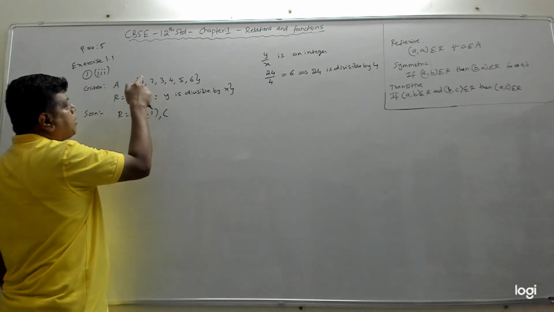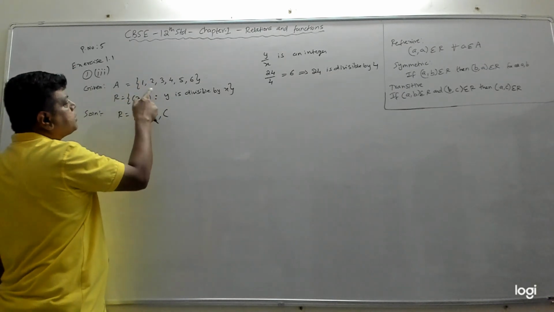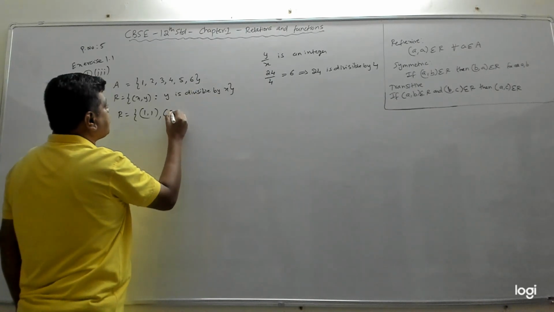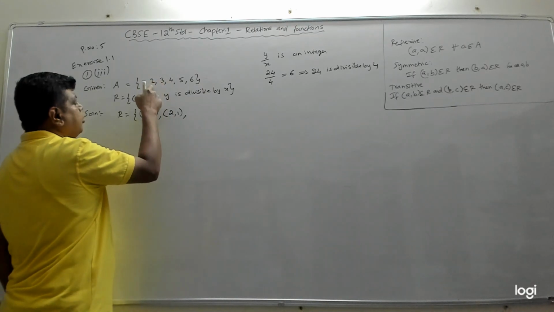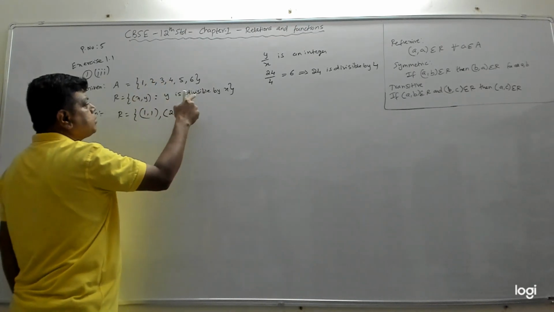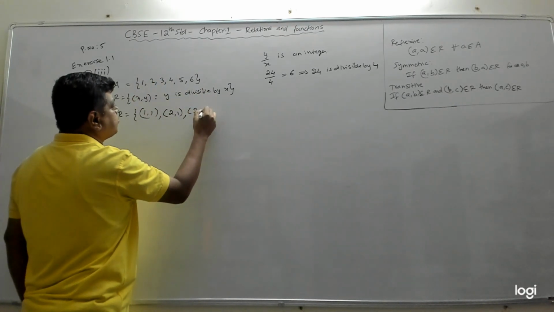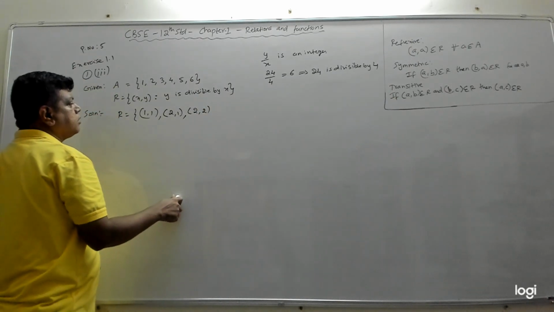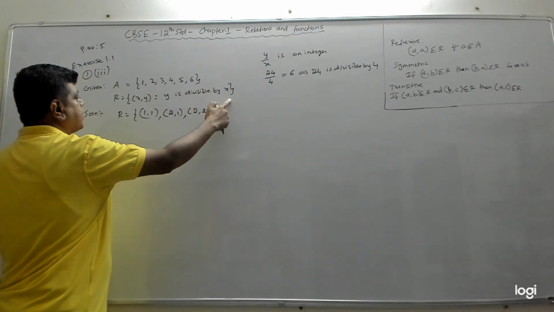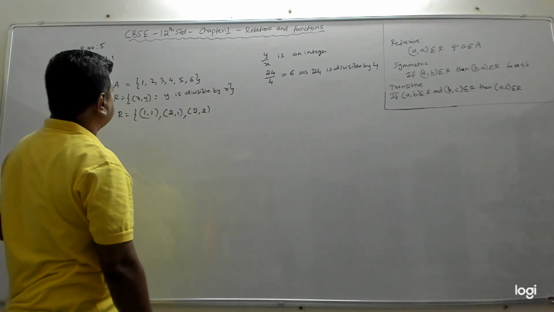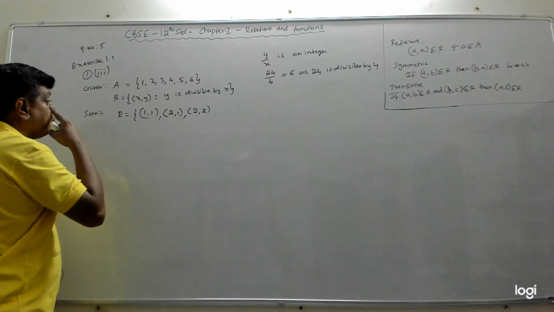Next is (2, 1). Is 2 divisible by 1? Yes. So (2, 1) will come. Then next is (2, 2). Is 2 divisible by 2? Yes. So (2, 2) will come. Right? So y is divisible by x.